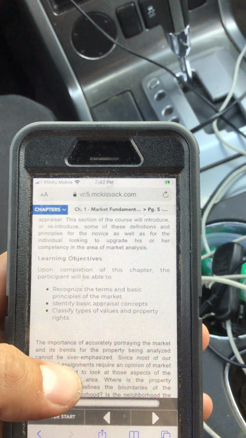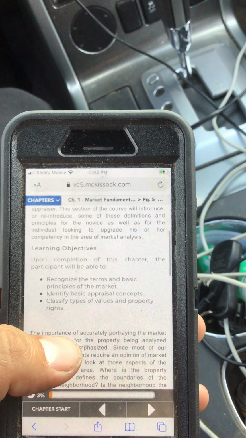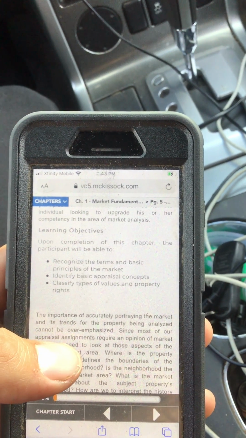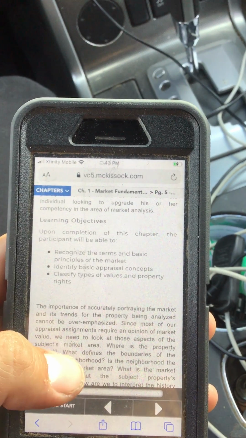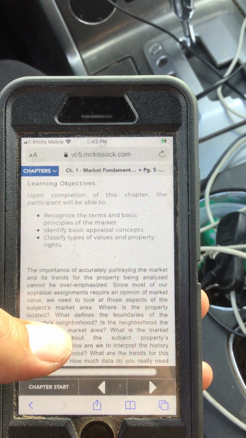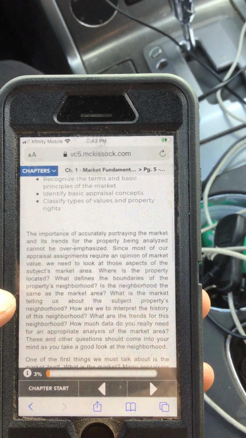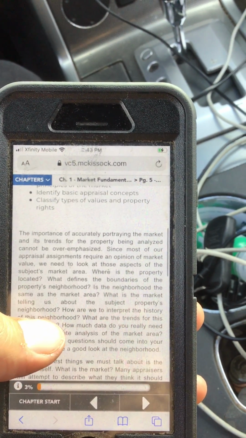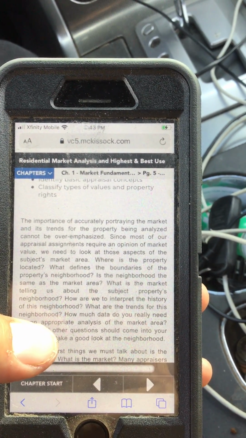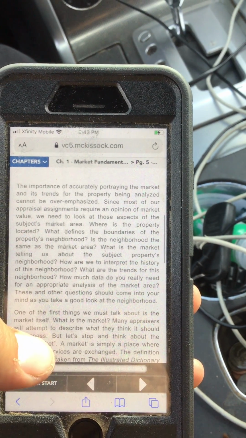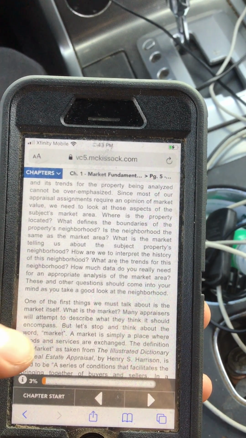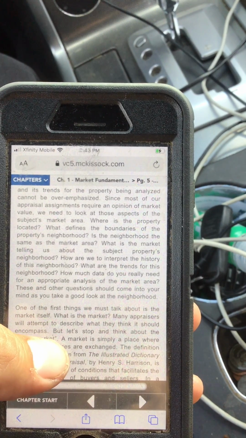This section of the course will introduce or reintroduce some of these definitions and principles for the novice, as well as for the individual looking to upgrade his or her competency in the area of market analysis. Learning objectives. Upon completion of this chapter, the participant will be able to recognize the terms and basic principles of the market, identify basic appraisal concepts, and classify types of values and property rights. The importance of accurately portraying the market and its trends for the property being analyzed cannot be overemphasized.